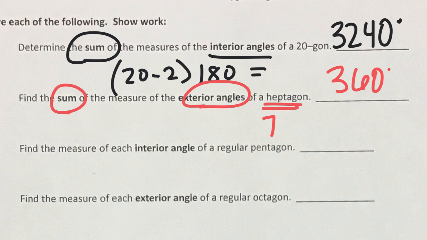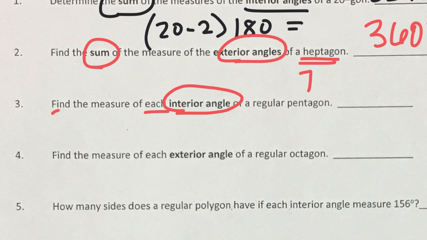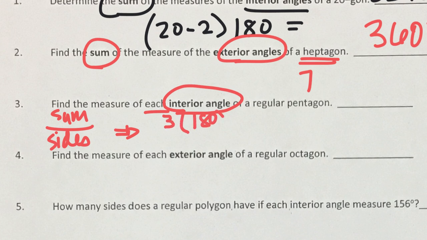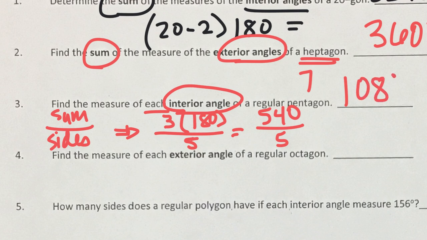Okay, find the measure of each interior angle of a regular pentagon. So we need to know the sum of a pentagon and divide it by the number of sides. How many sides does a pentagon have? 5. So 5 minus 2 is 3. 3 times 180 divided by 5. 3 times 180 is 540, that's the sum of a pentagon. 540 divided by 5 is 108.